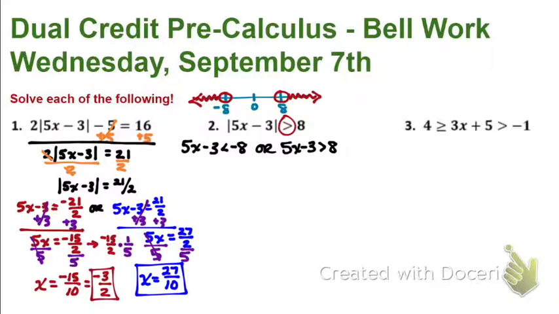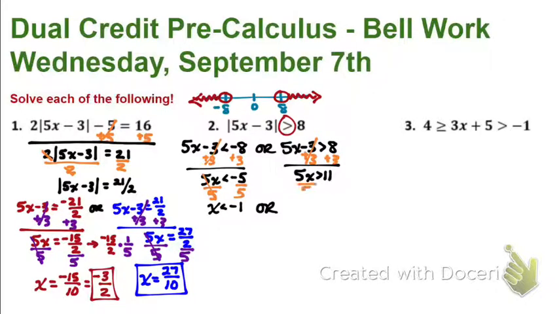And then we solve each of these, add 3 to both sides. I get 5x is less than negative 5. Divide both sides by 5. X is less than negative 1. Or I add 3 to both sides over here. 5x is greater than 11. Divide both sides by 5. X is greater than 11/5.